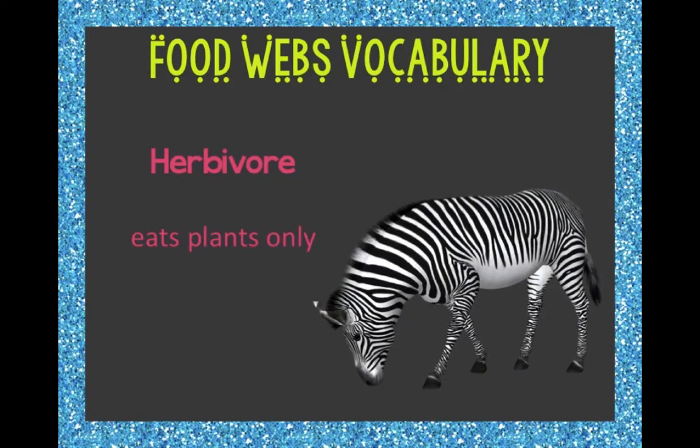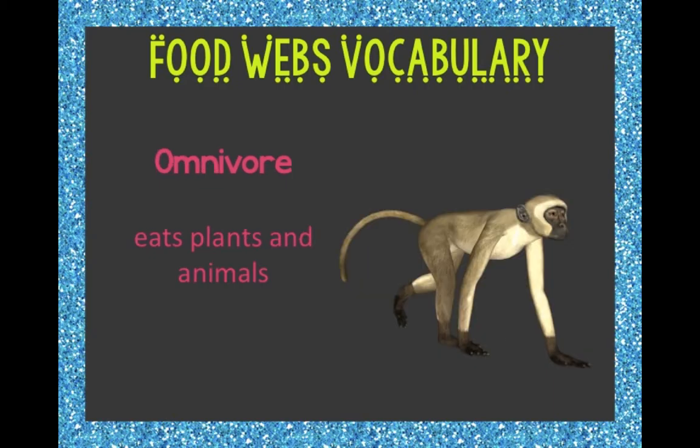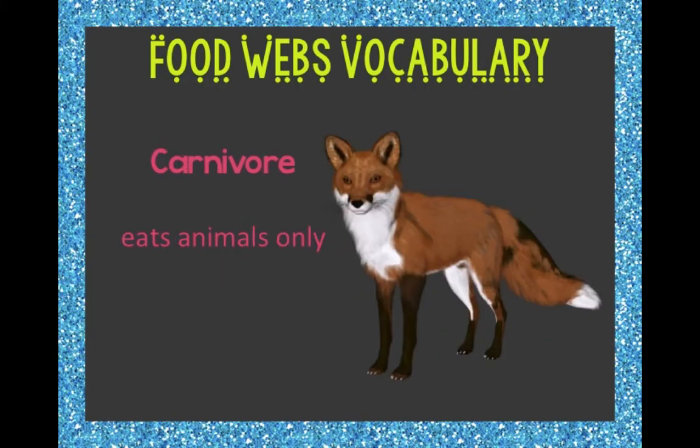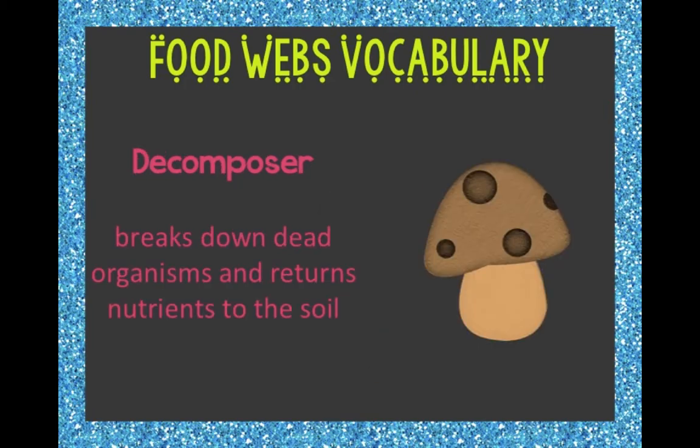All right, so we've already gone over this, but just to review: an herbivore eats plants only. Omnivores eat plants and animals. Carnivores eat animals only. Now, decomposers is the third type of, goodness, my brain is frying today. Producers, consumers, and then decomposers. So decomposers break down dead organisms and return the nutrients to the soil.